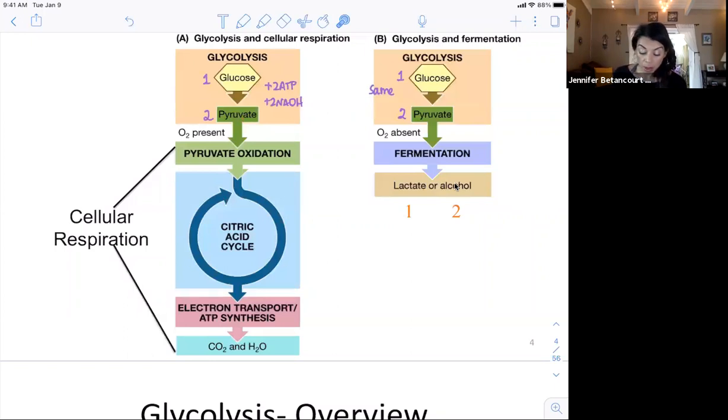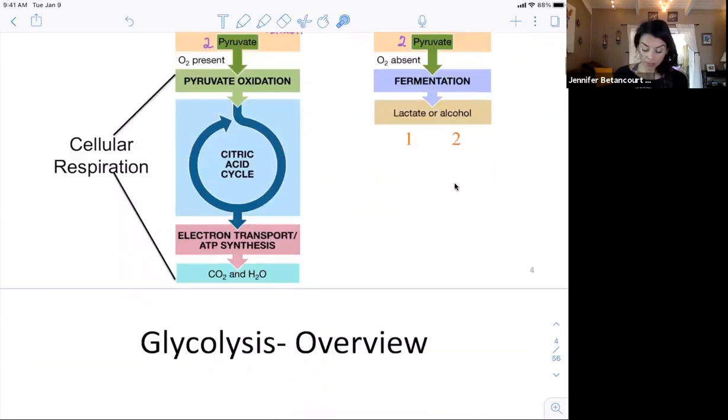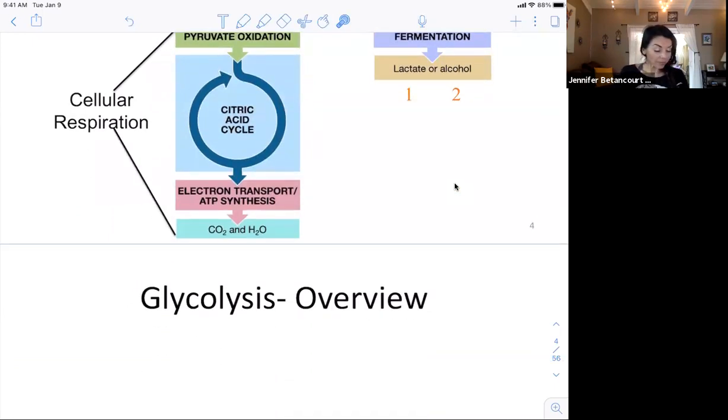And some of the byproducts of this cycle are used for the electron transport chain and ATP synthesis. And finally, you have your byproducts of carbon dioxide and water. So I haven't added all of the other ATPs that are made because we're going to be talking about them slowly but surely, or maybe fastly but surely.